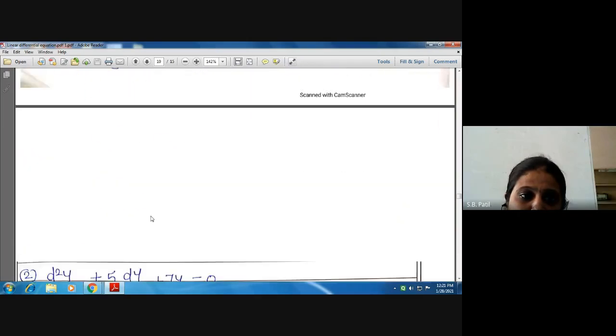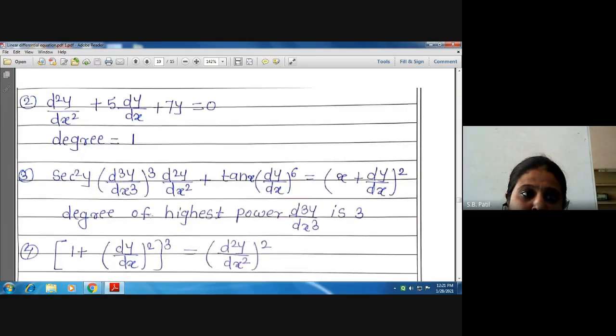Then we take another example: d²y/dx² + 5 dy/dx + 7y = 0. In this equation, according to the definition, the power of the highest derivative is nothing but the degree of the differential equation. Therefore, for d²y/dx², the power of this highest order derivative is 1. So the degree of this differential equation is 1.